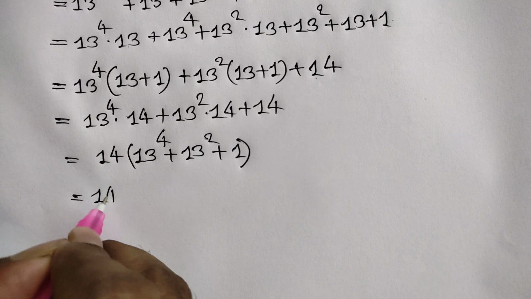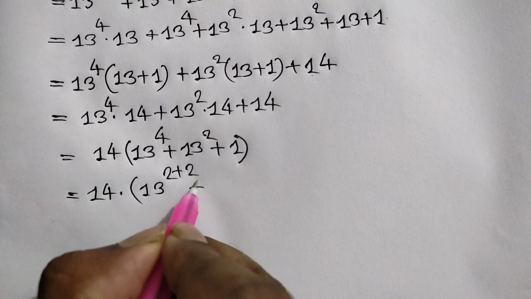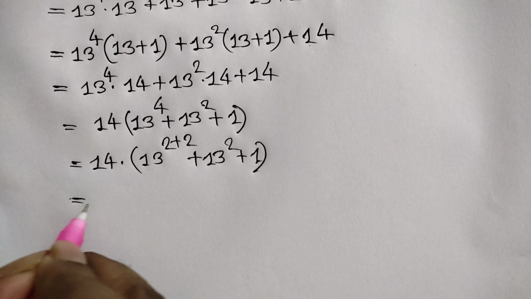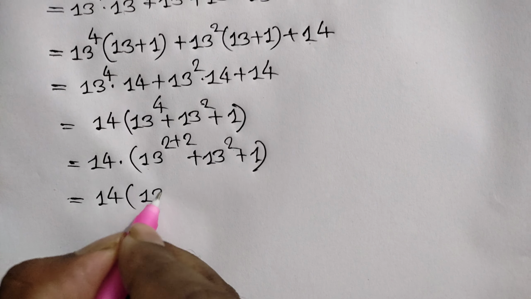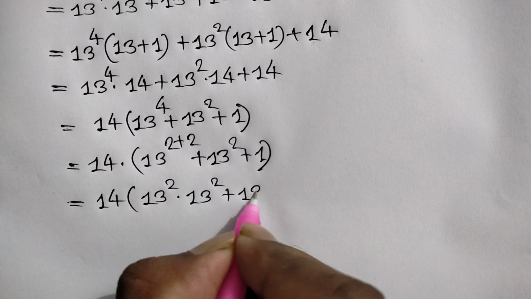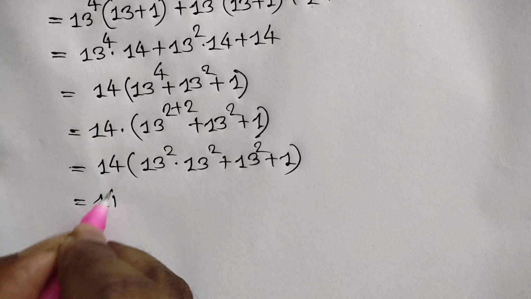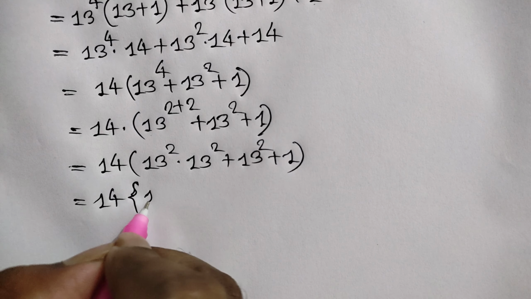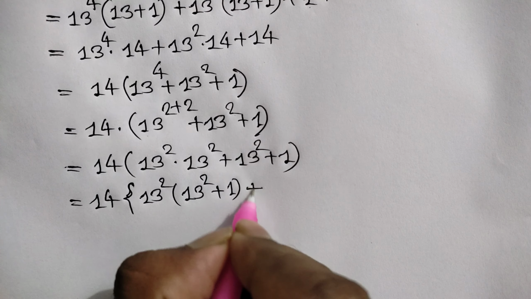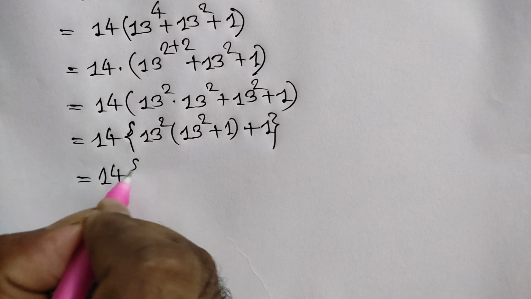This is equal to 14 times, 13 to the power 4 can be written as 2 plus 2, plus 13 square plus 1. This is equal to 14. Now we can write here 13 square times 13 square plus 13 square plus 1, is equal to 14. Now taking common 13 square, here we will get 13 square plus 1 plus 1.